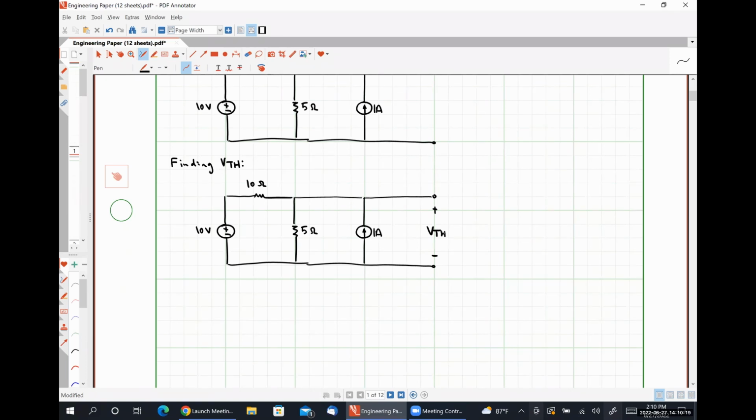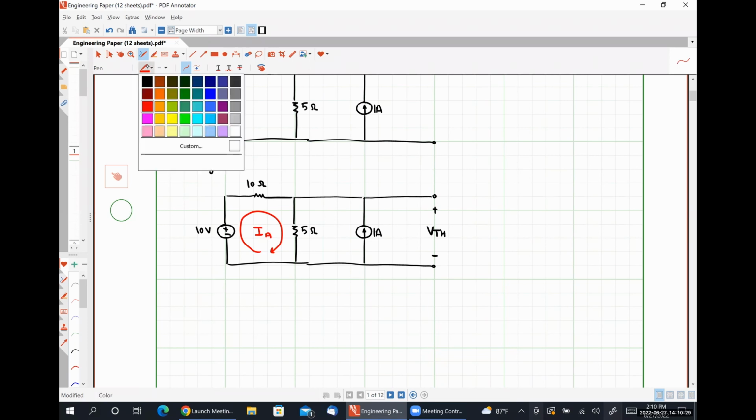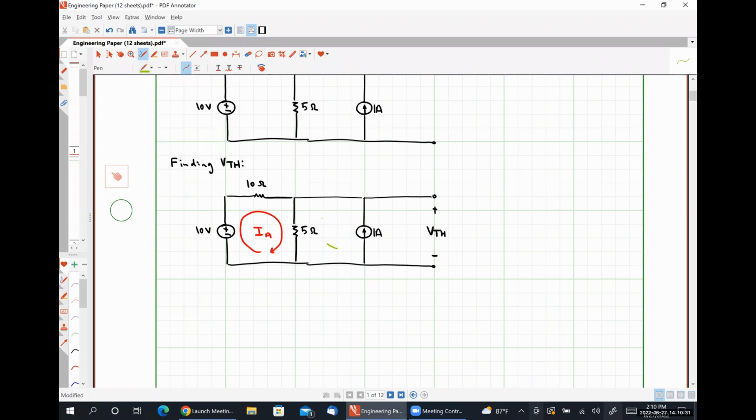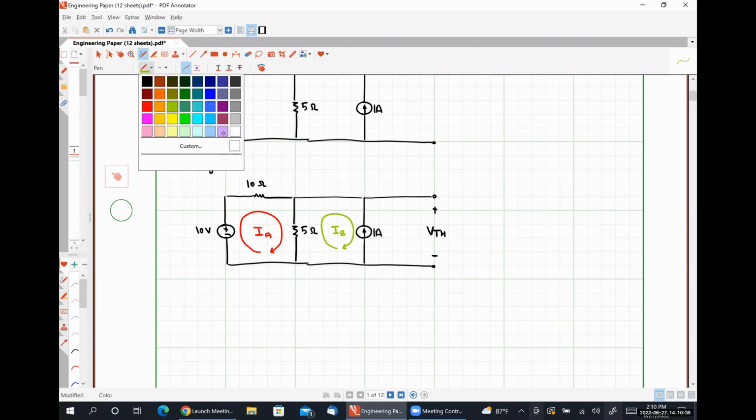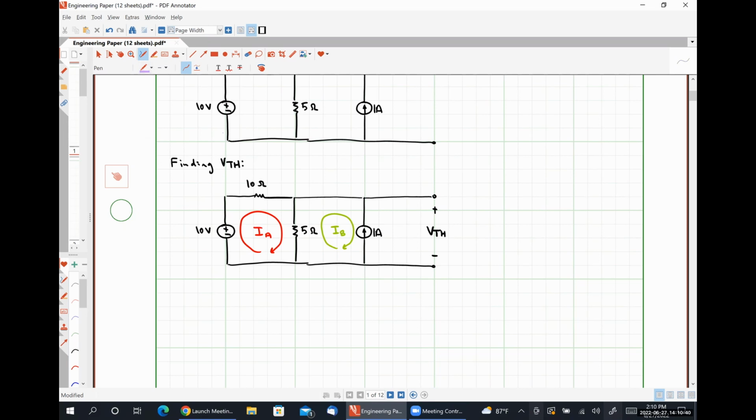Mesh. All right, Devarier, mesh sounds great. So I'm going to call this mesh current IA. I'm going to call this mesh current IB. And those are my only two mesh currents. I'm not going to have a mesh current on the right-hand side because it has an open circuit, so the current's going to be 0.